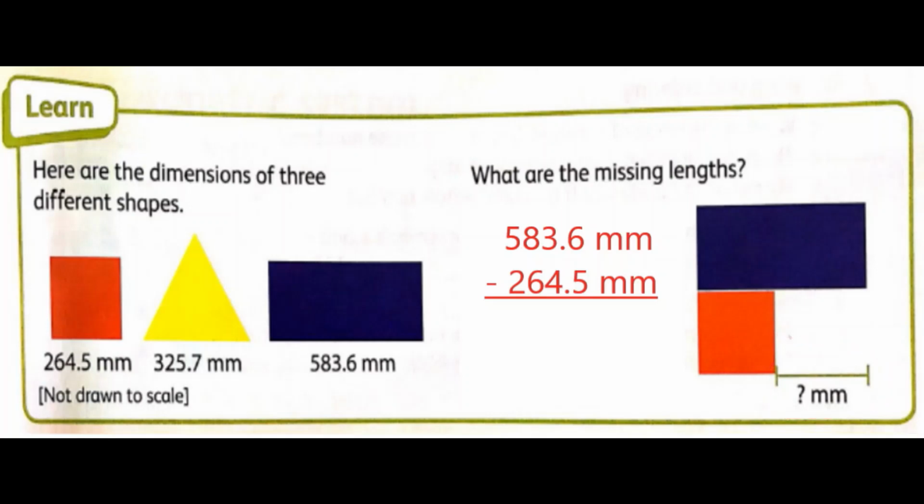So again, we're going to take 583.6 millimeters and subtract it from 264.5 millimeters, and the answer we get is 319.1 millimeters. So that's the missing length's measurement here.